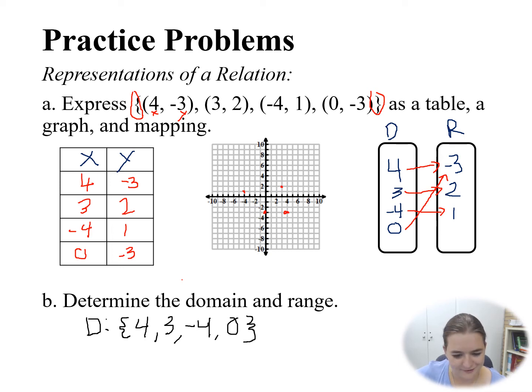Braces are hard. My range is just the 3 numbers. So if I'd written out my range and I had an extra -3 down here, I could keep it there, but when I'm writing it out as a range, I want to make sure that I'm only including the set of values. I don't want any doubled values. So if I put this here, -3, 2, and 1. So I have my domain and my range, and I've expressed this relation in 3 different ways.